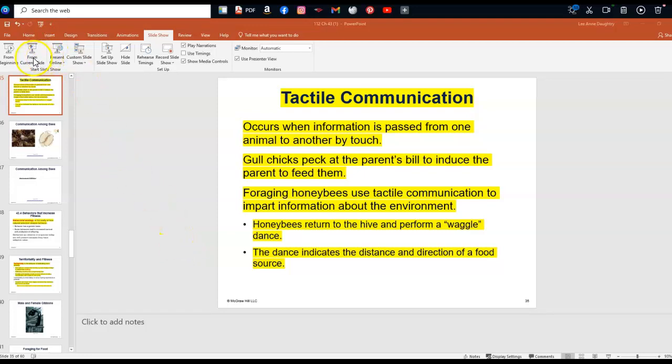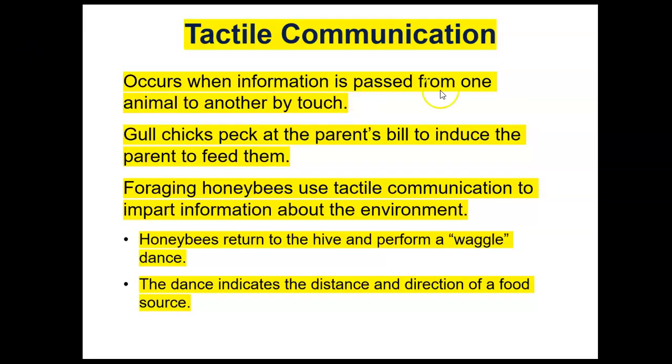We are starting with slide 35 from the chapter 43 PowerPoint slides. We left off talking about the different ways that animals communicate with one another. We covered auditory communication, visual, and chemical. So we talked about some examples of tactile communication.